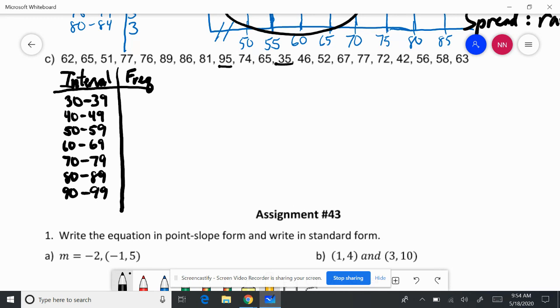So I'm going to look to see how many are in the 30s. And I just have this 1 in the 30s. So my frequency is 1. Now I'm going to look for the numbers in the 40s. And looking at the numbers in the 40s, I have 1. Now the numbers in the 50s: 1, 2, 3, 4. Now I'm going to look for the numbers in the 60s: 1, 2, 3, 4, 5.